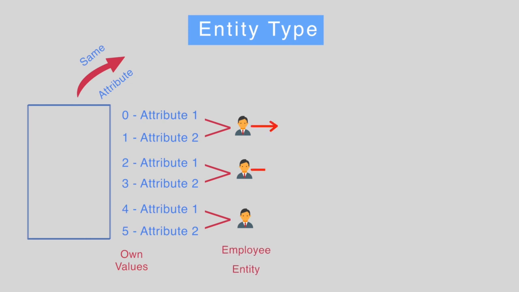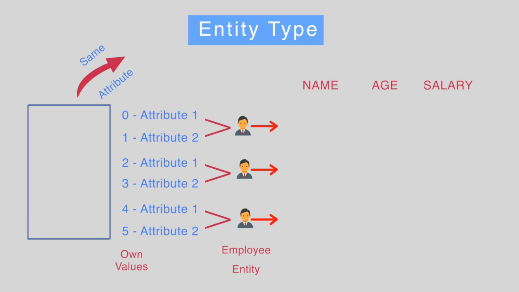An entity type is a collection of entities that have the same attributes. For example, all the employee entities will have the same set of attributes, and each attribute will have its own value or values. And this collection of employee entities is called an employee entity type. In the employee entity type, here are 3 entities, and each entity has name, age, and salary attributes, and each attribute has a value.